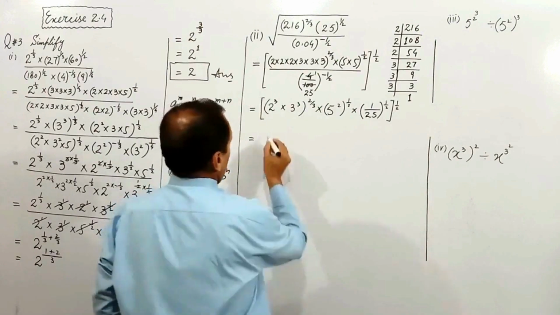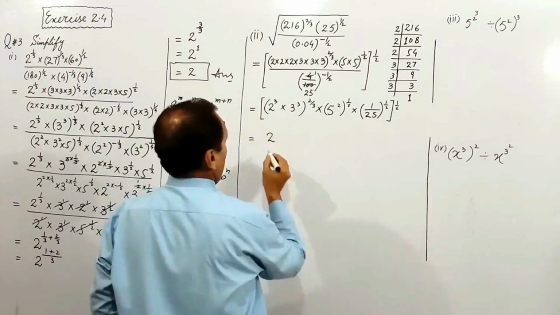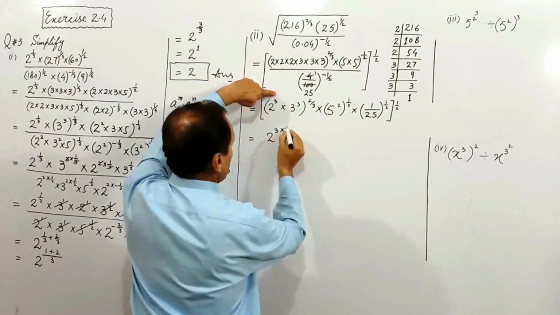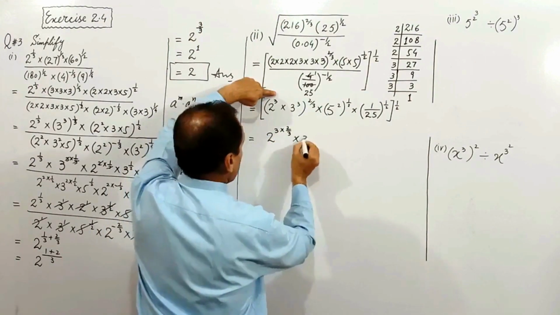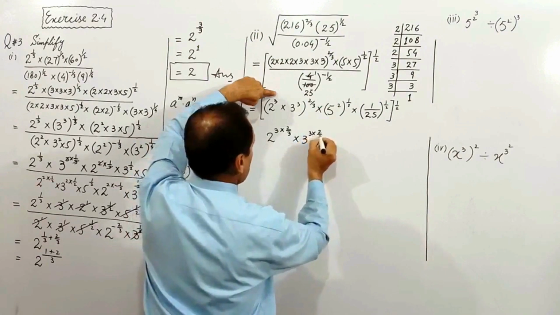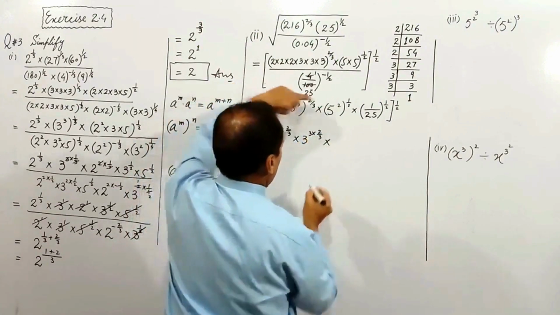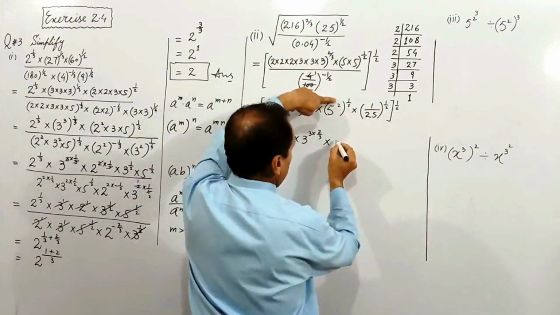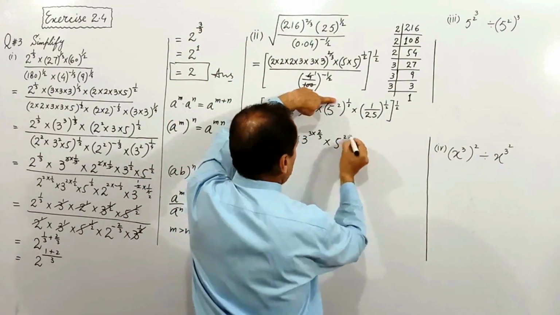In the next step, we apply law of power product. In that, 2 raised to power 3 multiply 2 by 3, 3 raised to power 3 multiply 2 by 3. Law of power is applied. We have discussed many times earlier. So 5 raised to power 2 multiply 1 over 2.